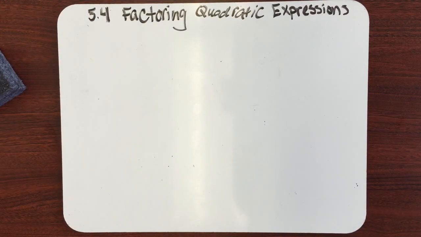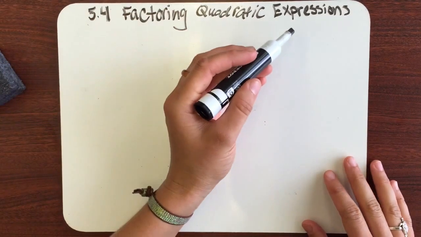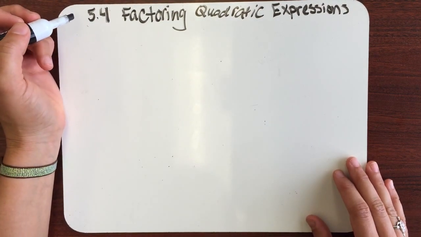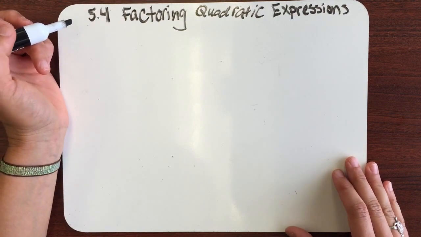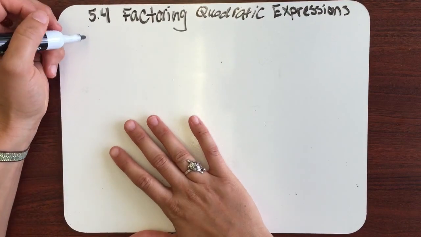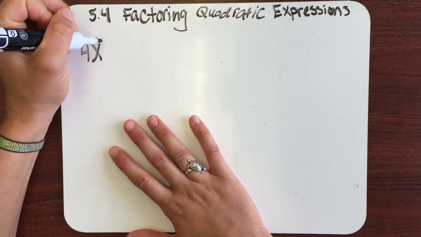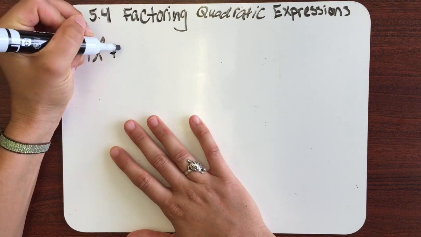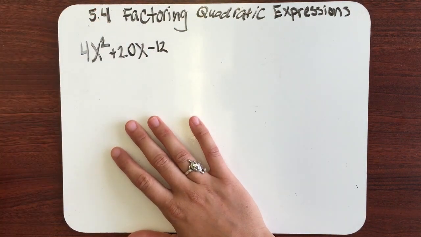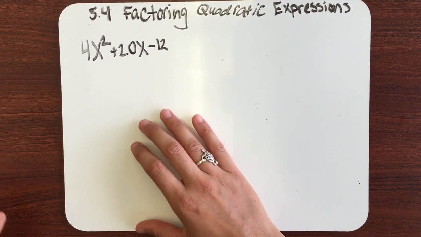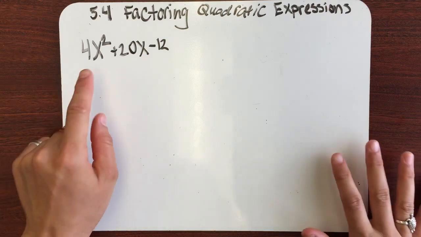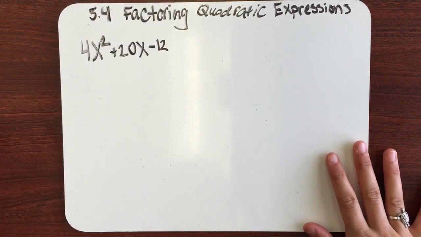Today we're going over 5.4 factoring quadratic expressions. So the first thing that we're going to go over is looking at if we can take out a greatest common factor. So let's say, for example, we have 4x squared plus 20x minus 12. We want to see if there is a number or a variable that goes into every term of this quadratic.